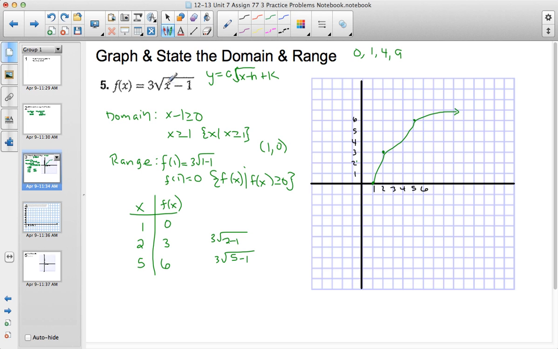So as we can see, the 3 stretched it vertically, right? It stretched it vertically. Okay, and I already did my domain and my range. Here's my domain and here's my range, and that helped me with my graph.